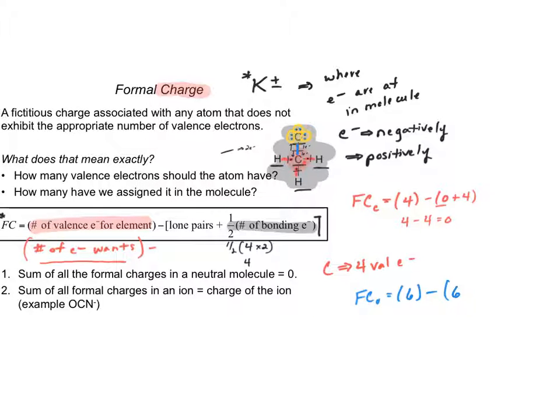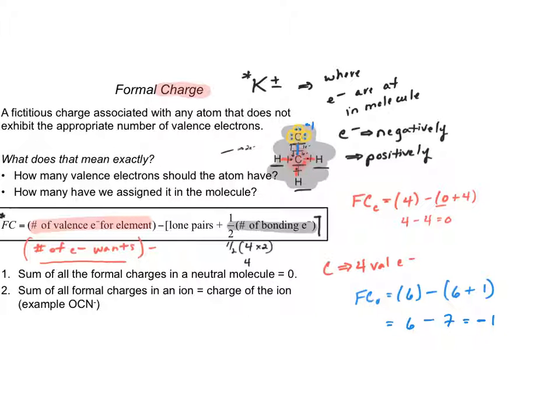Now we're going to add to that half of the bonding electrons. Oxygen only has 1 bond, right? And so we're going to give half of those electrons to oxygen. So half of 2 is 1. And so we end up with 6 minus 7, which gives us a minus 1 charge overall. Okay, so carbon had a formal charge of 0, but oxygen is going to have a formal charge of minus 1. And you can denote that in your little figure up here.